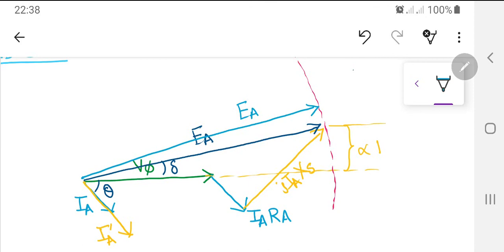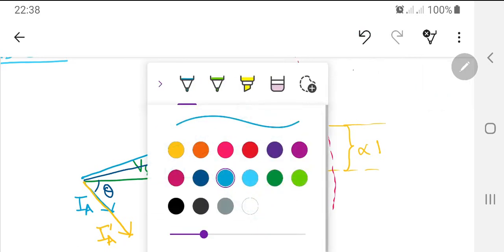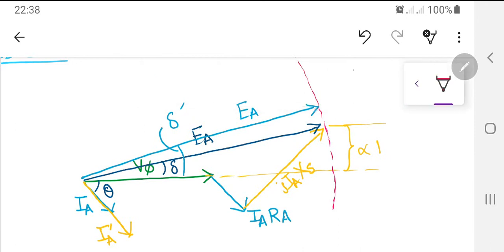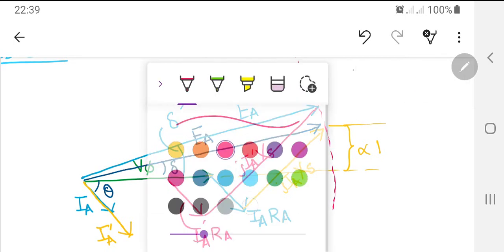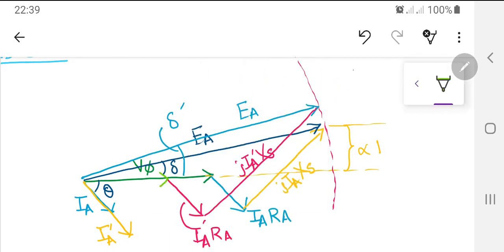You can call it EA bar, but since the magnitude is the same, the only thing that has changed is this delta bar. This is my delta bar. So now I'm going to complete this diagram in such a way that this one is my length and this one is my IA RA, and this is my jIA XS. This is my IA RA or IA bar RA, and certainly the last but very important vector is this one, and this is V phase bar.